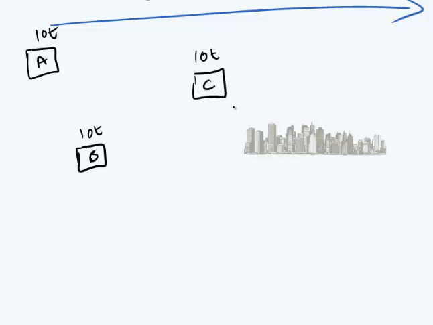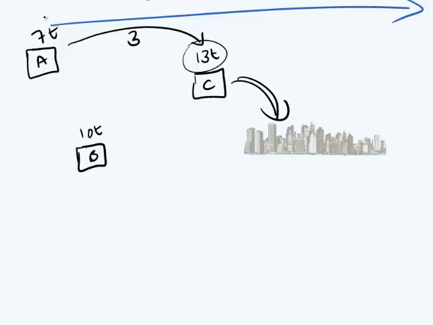Now another thing that might be bad is if emitter A actually has a very low marginal abatement cost curve and they're able to sell some permits to company C. Let's say they sell 3 permits. Now they have 7 permits. They emit 7 tons worth of CO2, and emitter C has 13 tons of CO2. Now you have a worst case scenario, because now the emitter that has the worst impact on the city has more than the one that does not have a big impact on the city.